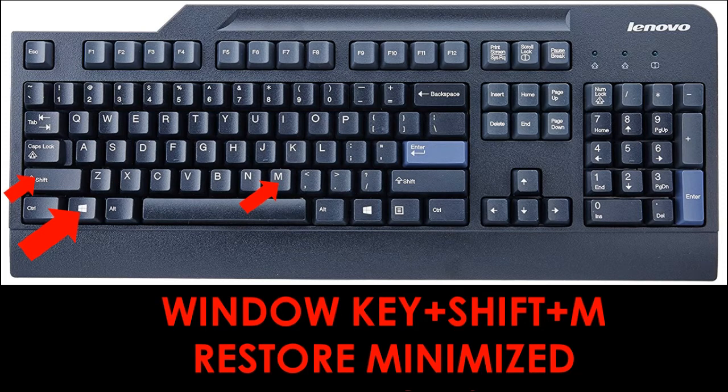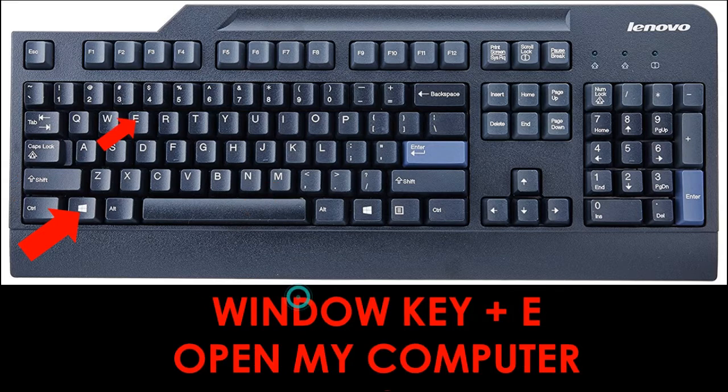Next, after you minimize all the windows you're working on, how are you going to restore them without touching the mouse? You can do it using the keyboard. Press the Windows key, Shift key and M key all together, then all the minimized windows will be restored. The next thing is Windows plus E key. If you press Windows and E key, your My Computer box will show up. Then you can easily explore which folder you want to go to.